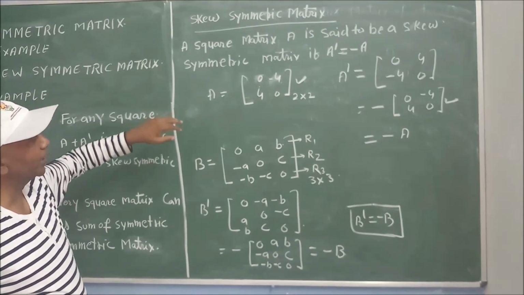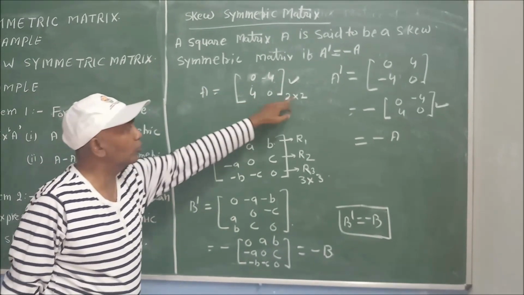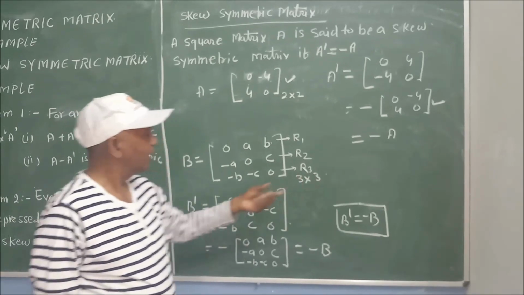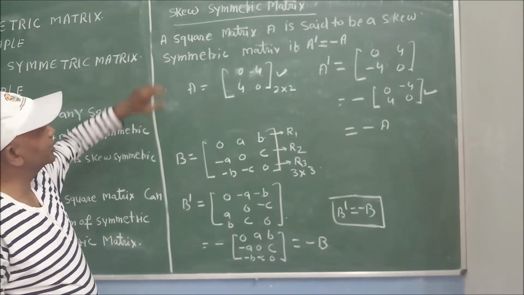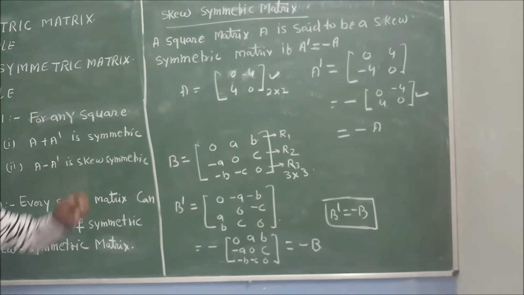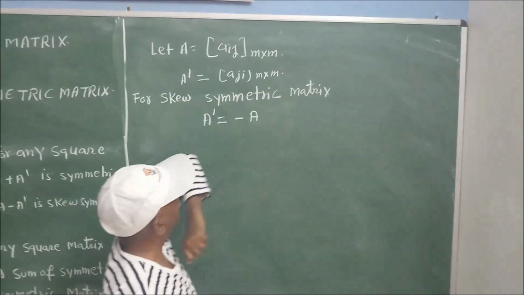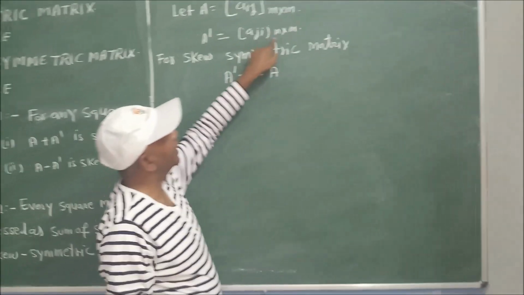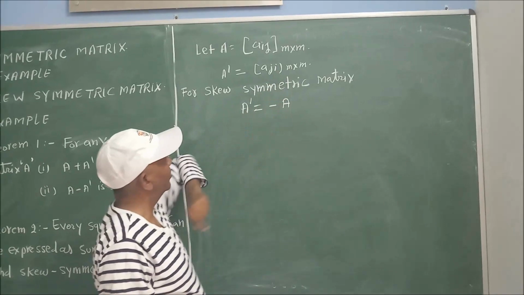So I have given you two examples. Here A is a skew symmetric matrix of order 2 cross 2 and B is also a skew symmetric matrix of order 3 cross 3. But how can we prepare a matrix to be skew symmetric? This is the work for us. So we will try to solve it in our next problem. A is equal to Aij, an m cross n matrix. So its transpose will be Aji, n cross m. Here we have changed the rows and columns of the matrix.